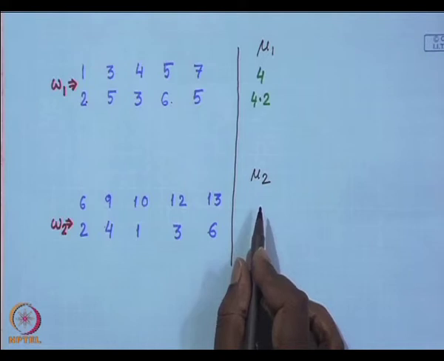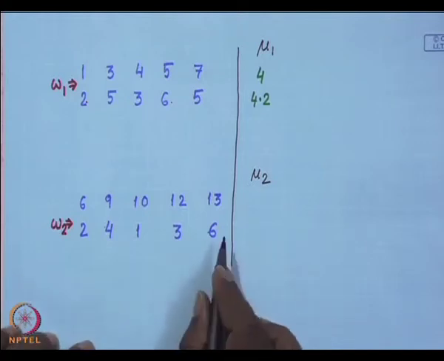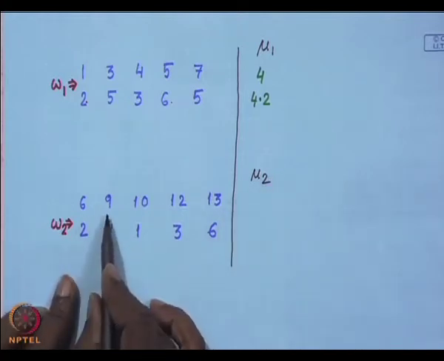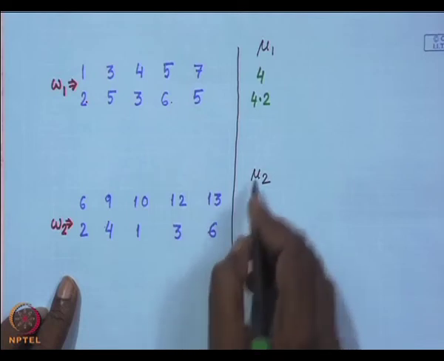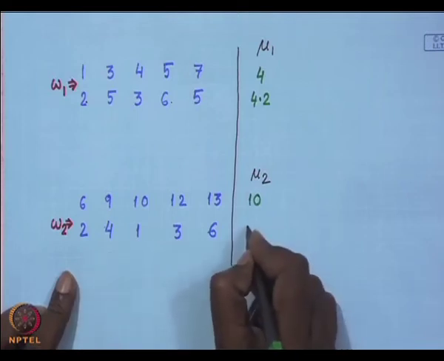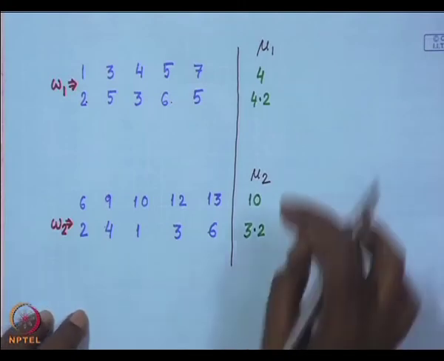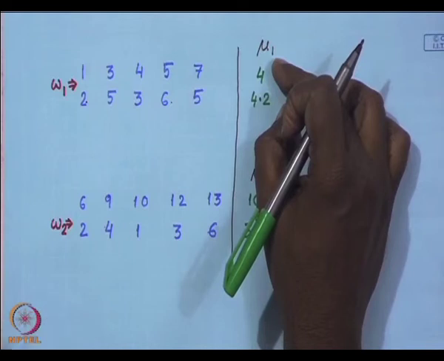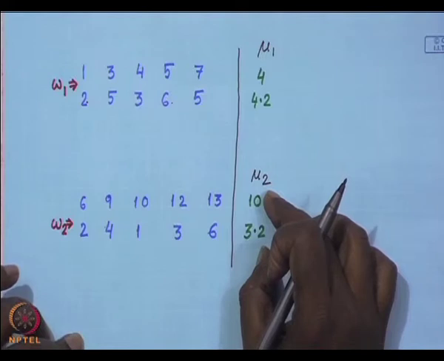Similarly, mu 2, the mean of the feature vectors belonging to class omega 2, I can compute from here. The first component of mu 2 will simply be 15 plus 10 is 25, plus 12 is 37, plus 13 is 50, divided by 5, that will be 10. In the same manner the second component you can compute as 3.2. So, this is the mean vector of the feature vectors belonging to class omega 1 and this is the mean vector of the feature vectors belonging to class omega 2.